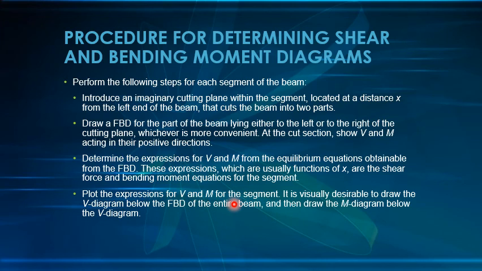It is visually desirable to draw the shear diagram below the FBD of the entire beam, and then draw the moment diagram below the shear diagram. So that is class the procedure for determining the shear and bending moment diagrams. We're going to discuss further in the examples given.